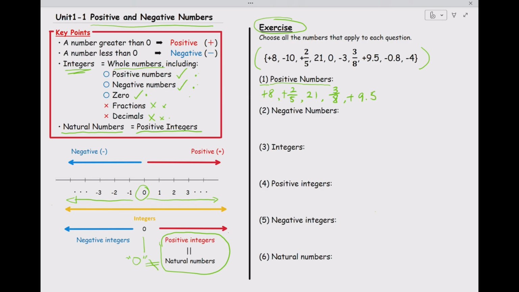Number 2. Negative numbers. You can choose all those with a minus sign, so the answer is minus 10, minus 3, minus 0.8, and minus 4.